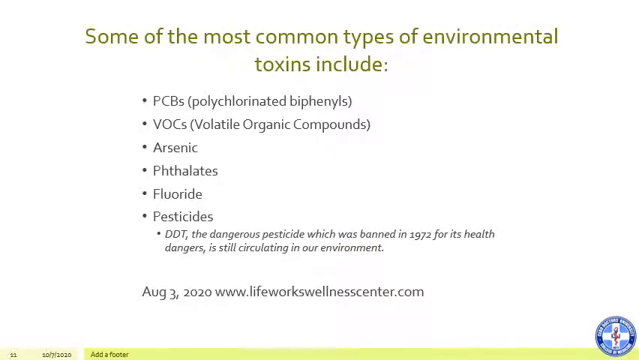There are a lot of toxins in the environment actually, but here is a list of the most common based on www.lifeworkwellnesscenter.com, which was updated August 3, 2020. So actually this is the latest. We have the polychlorinated biphenyls or the PCBs. We have the volatile organic compounds or the VOCs. We have arsenic, phthalates, fluoride, and the pesticides. An example for this is DDT, a dangerous pesticide which was banned in 1972 for its health dangers and is still circulating in our environment.